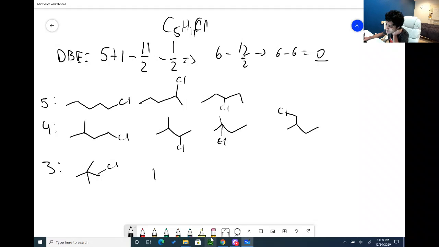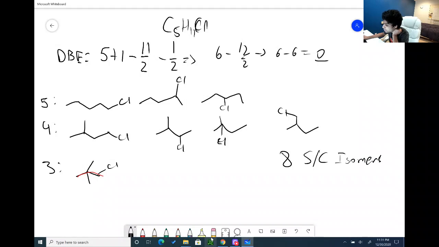Now in this case, if you have something branched like this, all these methyl groups are equivalent to each other, so no matter where you put the Cl group, they'll all be equal. So this is the only isomer with a carbon chain of 3. So yeah, these are your 1, 2, 3, 4, 5, 6, 7. So there are 8 structural or constitutional isomers.